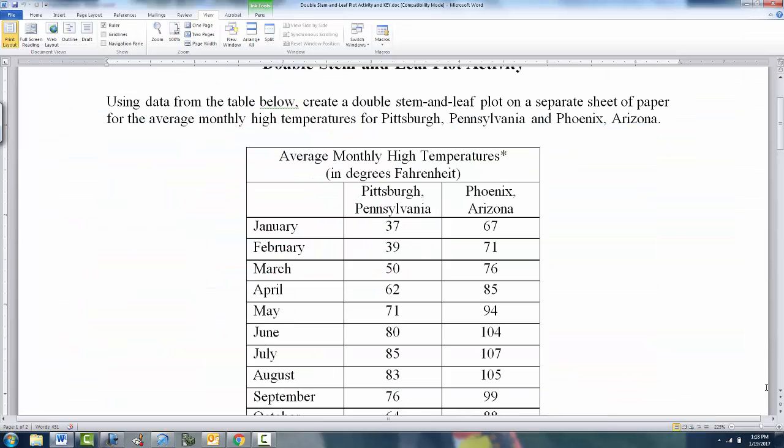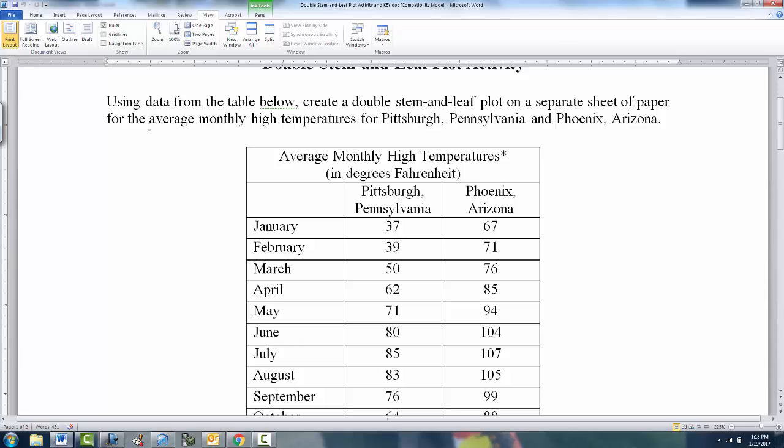So I thought, stolen off the internet from the other teacher, which is fine. If we get in trouble, it's her fault, but I'm using it too. Just some data of temperatures. So go ahead, for giggles, and do a double stem leaf for this data.